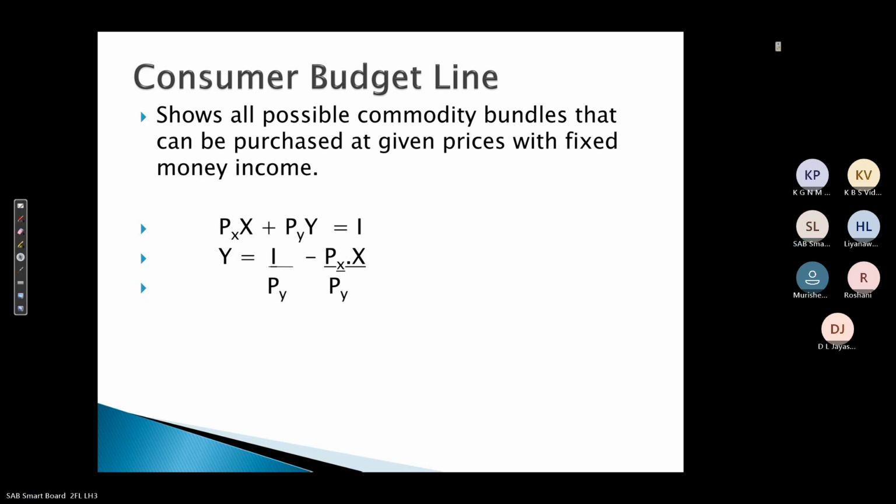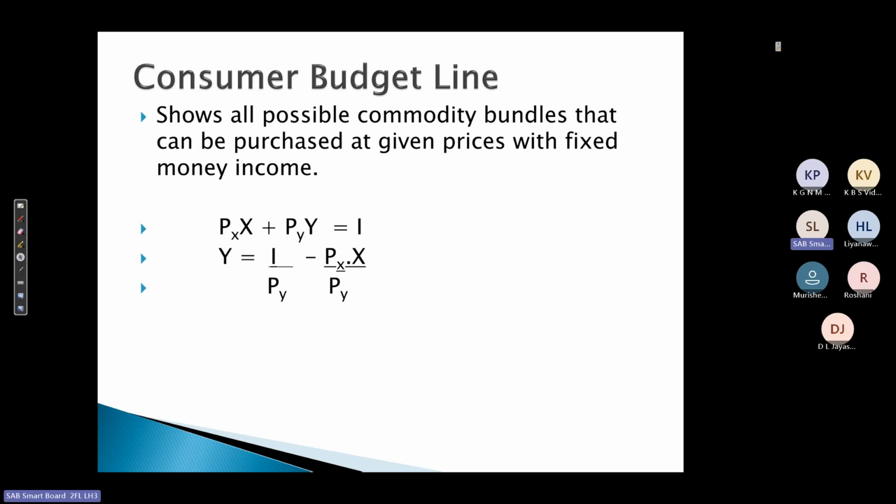Now, a very important thing here is what? In order to analyze, we need to think about the slope of the budget line. What does it explain? How do we take the slope? You can explain either X in terms of Y or Y in terms of X. You can take the equation. That is the equation for the budget line. So how can we take it?